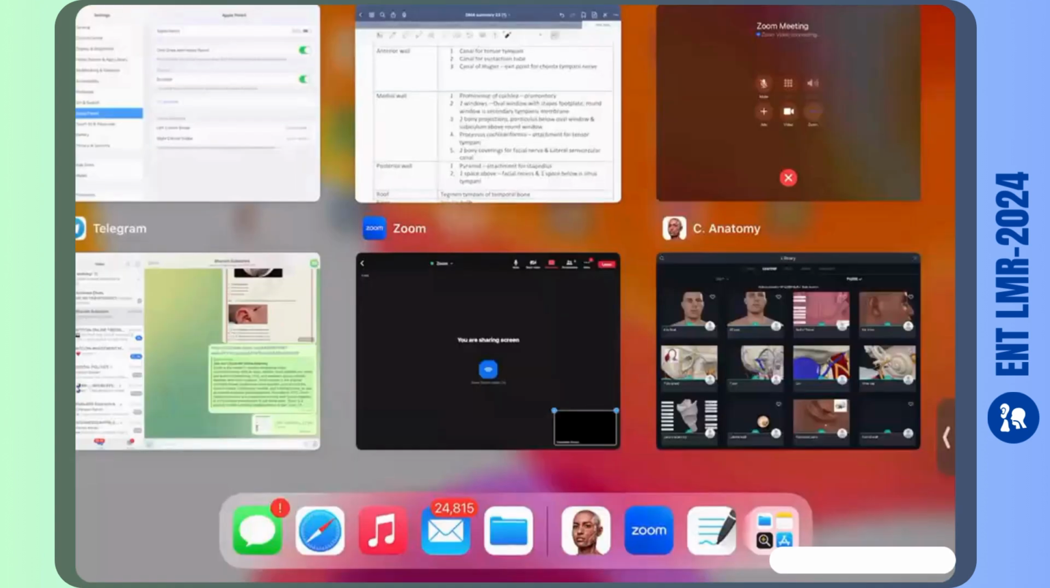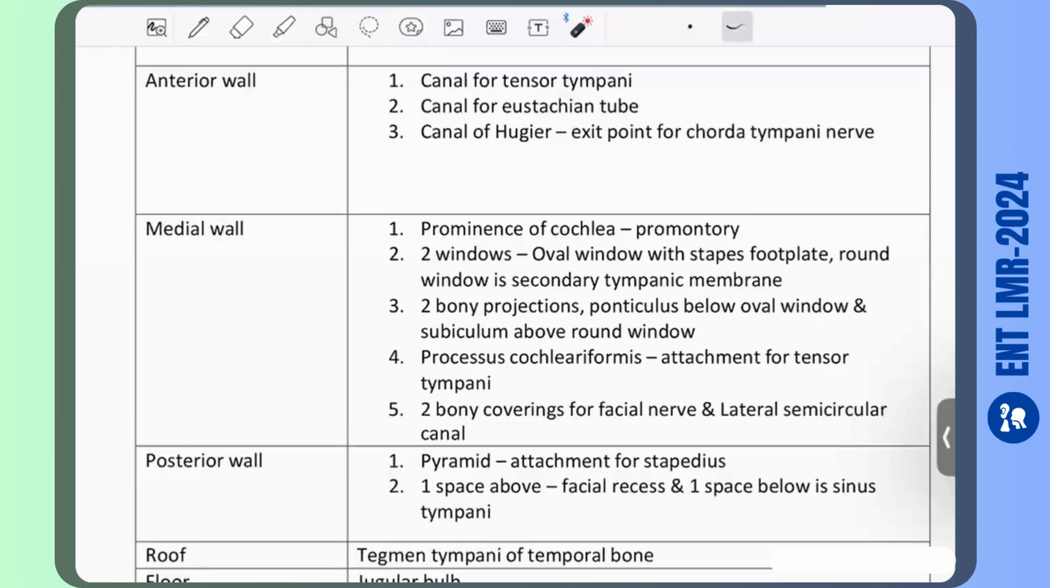So prominence of cochlea from the inner ear is called promontory, having 2 windows: oval window where footplate of stapes gets attached, and round window where there is no attachment but there is a small membrane surrounding it. We call it secondary tympanic membrane. 2 bony projections: ponticulus below the oval window, subiculum above the round window. Processus cochleariformis is an important landmark they may ask. It's an attachment for tensor tympani tendon. Tensor tympani tendon attaches to the malleus ossicle. It has origin from the anterior wall from the canal of tensor tympani and also from the medial wall.